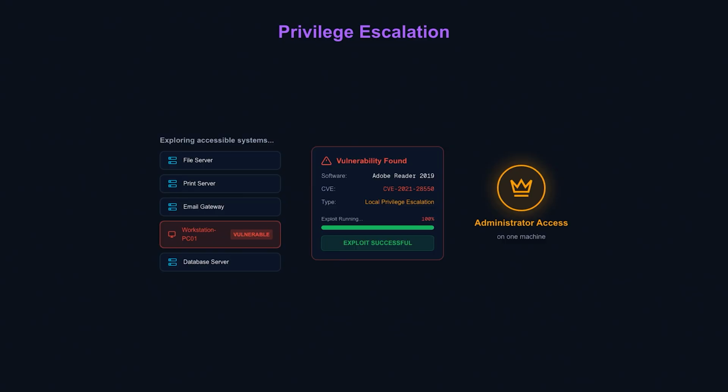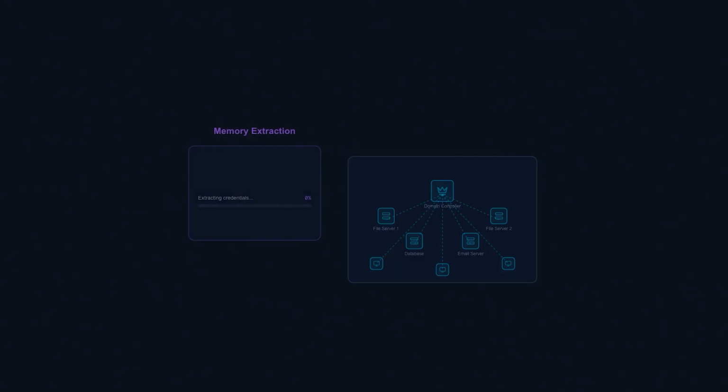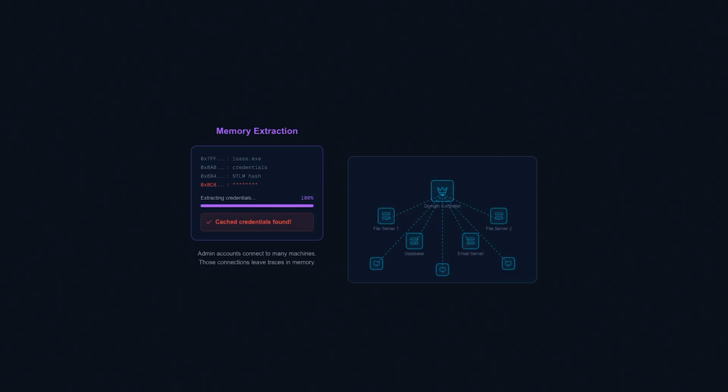They exploit it. Now they have administrator access on that one machine. From there, they extract cached credentials from memory. In corporate networks, administrator accounts often connect to many machines. Those connections leave traces. The attackers find domain admin credentials sitting in memory. Now, they control the entire network. With domain admin access, the attackers own the network.